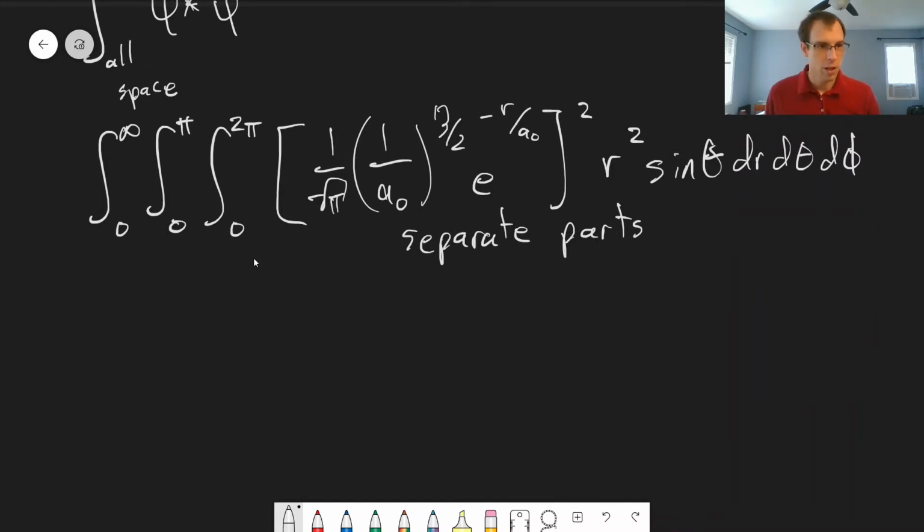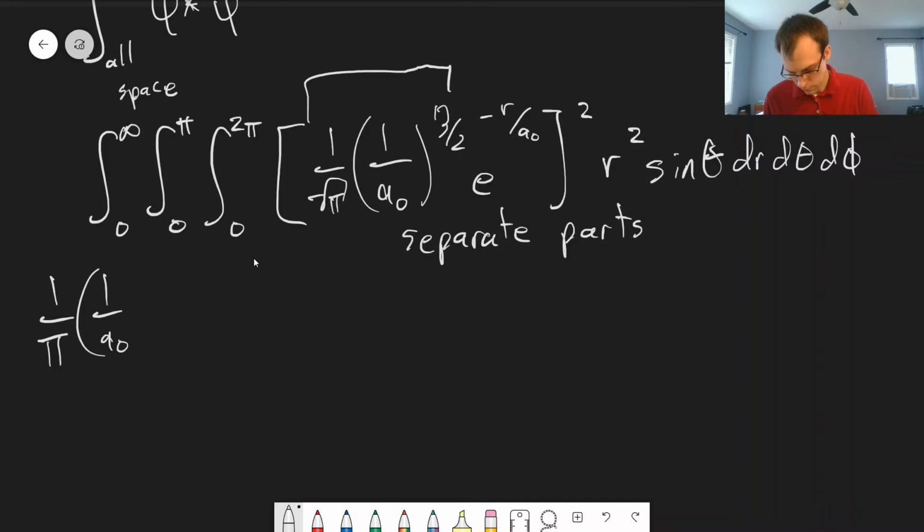So we will end up with 3 one-dimensional integrals, and then we multiply them all together. So we'll collect all of this stuff out here, right? That doesn't depend on any variables. So we'll just get that out. We have 1 over pi and 1 over a naught cubed. Okay, and so then we'll have our r part, and let me just do these in different colors to make this a little bit easier to follow.